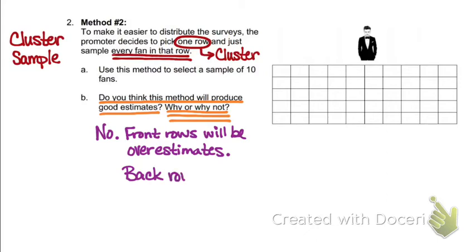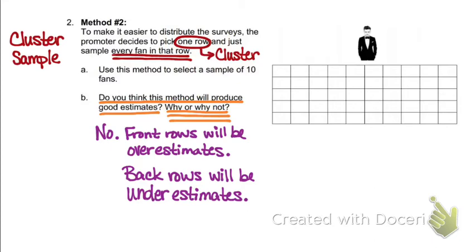Back rows will be underestimates. If the promoter was really keen to use cluster sampling, is doing cluster sampling by row the best way he could go about it? Could he still use cluster sampling and probably come up with a better way of doing a cluster? What might be better for the clusters?